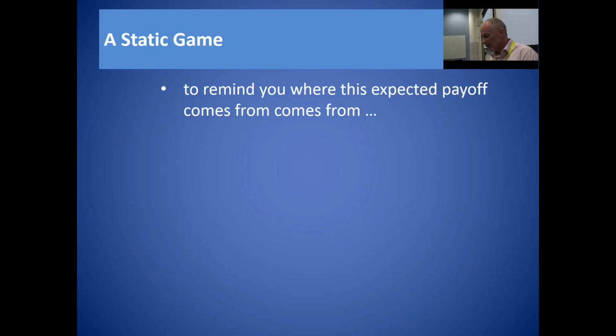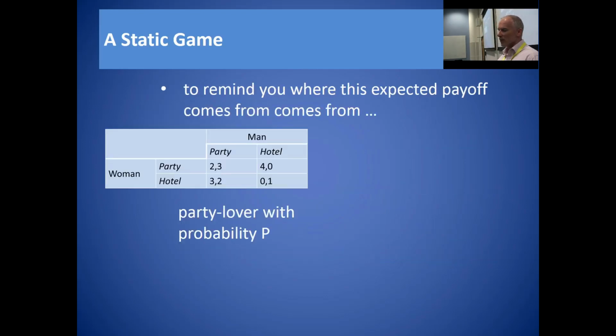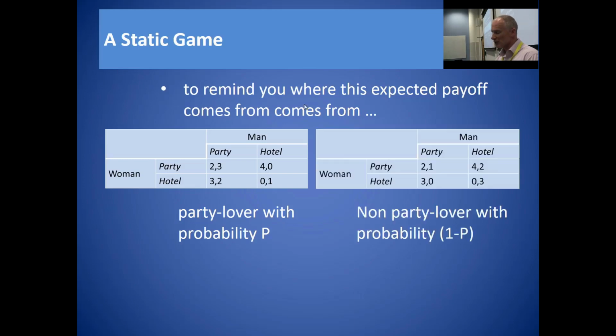Just to remind you, this is what we're looking for: the expected payoff of going to the hotel is 3p. So where does this come from? Remember, this was the matrix if the man was the party lover. That, on the right, is the matrix of payoffs if the man is not the party lover. If the man is the party lover, the dominant strategy is going to the party. If the man is not the party lover, the dominant strategy is going to the hotel. So those were the two potential games that we set up.